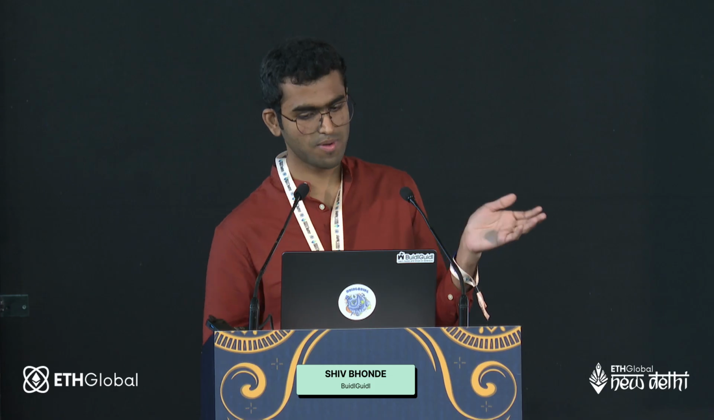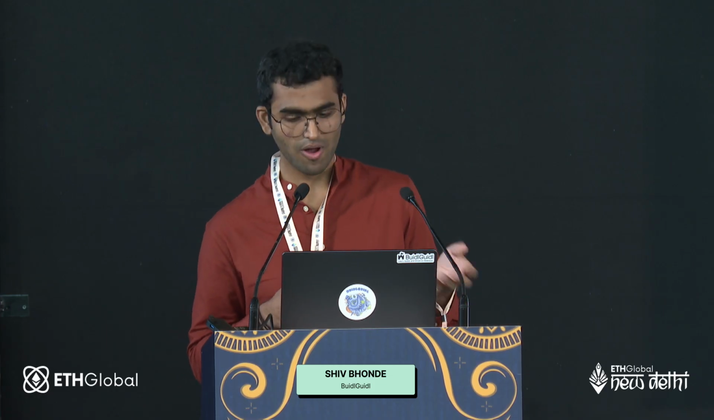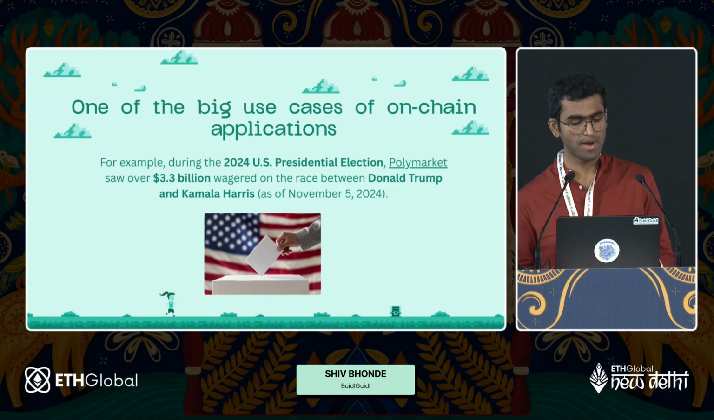If you've heard about Polymarket, the difference between Polymarket and a prediction market is that Polymarket is an app which helps you create prediction markets. In the 2024 US presidential election, a prediction market was created on Polymarket where people bet around 3.3 billion dollars between Trump and Kamala Harris.